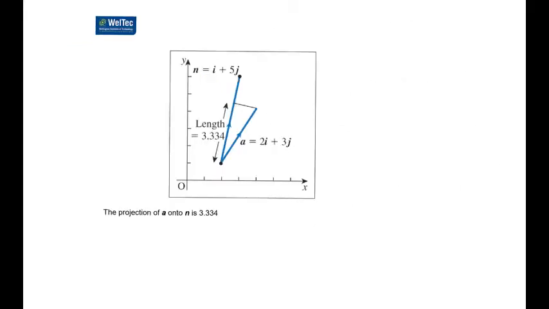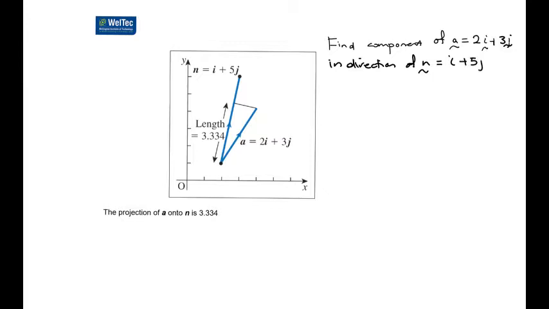As an example of this, let's find the component of A, where A is equal to 2i plus 3j, in the direction of n, and n is equal to i plus 5j.